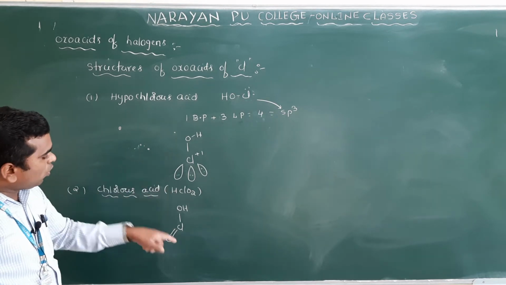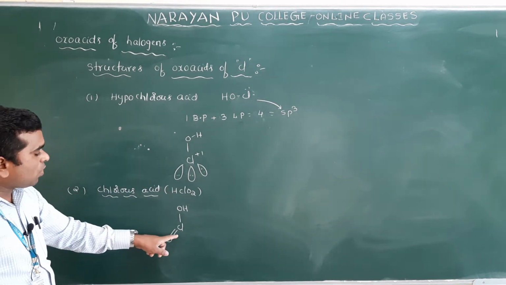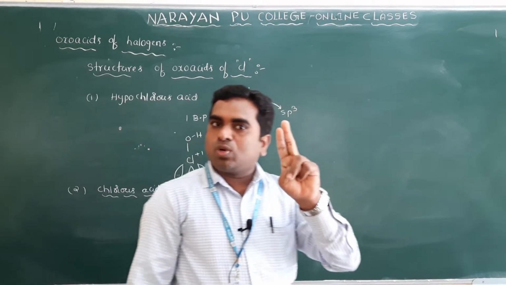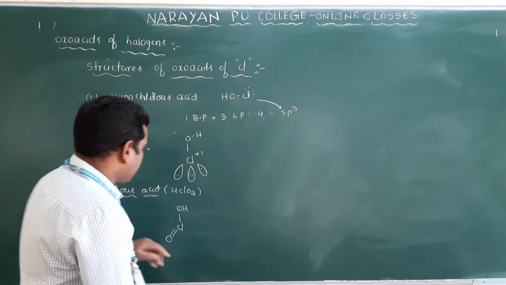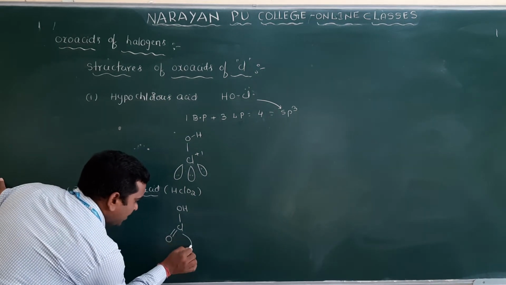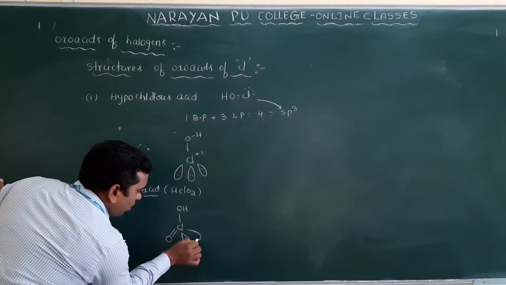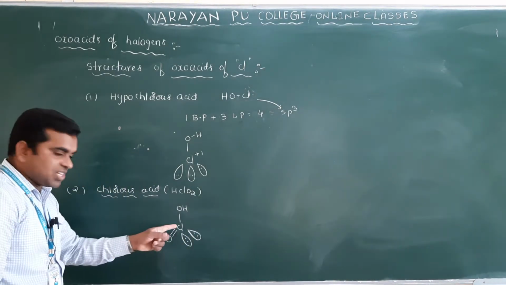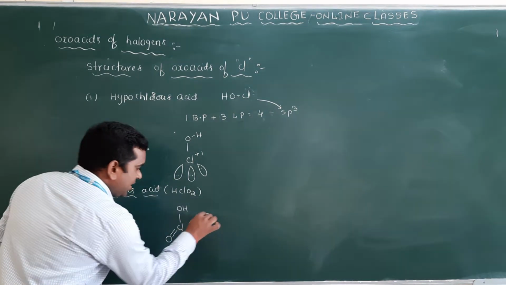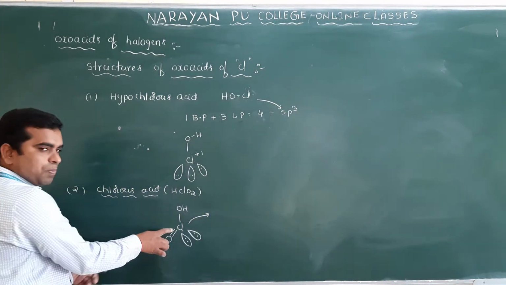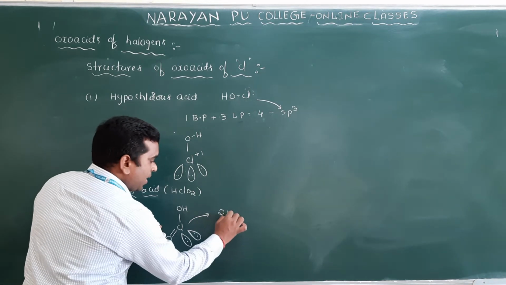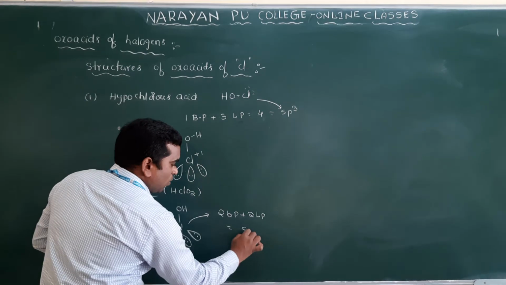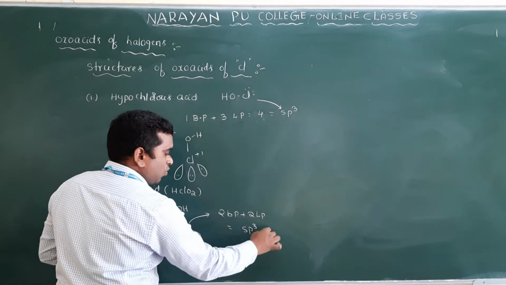Clear? So how many bonds is chlorine forming here? 3 bonds. When chlorine is forms 3 bonds, it will have 2 lone pairs of electrons. What is the hybridization of chlorine here? There are 2 bond pairs, 1 and 2, the pi bond we never consider. And 2 lone pairs. Then the hybridization is 2 plus 2, 4, sp3.